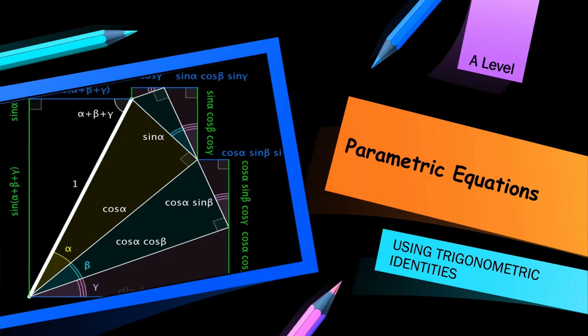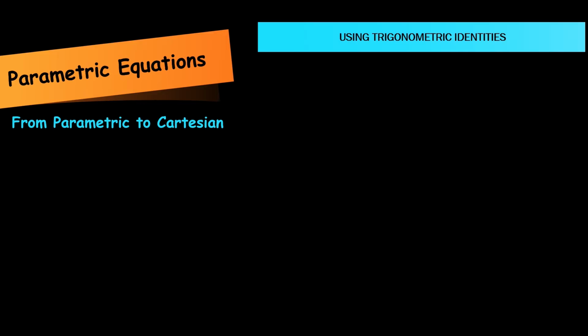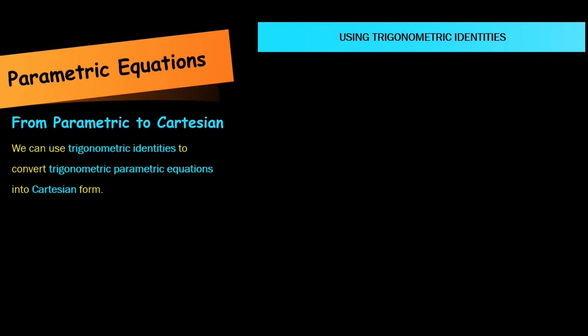Welcome to the session on parametric equations using trigonometric identities. The objectives for this session are to convert parametric equations into Cartesian form using trigonometric identities. We can use trig identities to convert trig parametric equations into Cartesian form. In this session, we will always consider angles measured in radians.